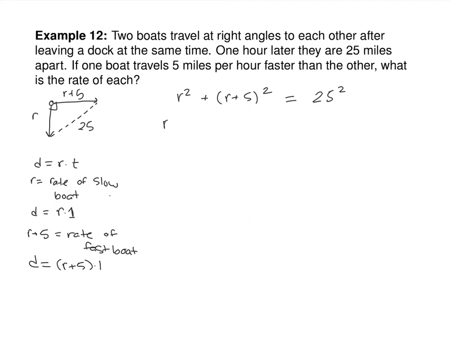Okay, so that's R squared plus, well, this is R plus 5 times R plus 5, right? Is it R squared plus 25? No, what is it? It's R squared plus 10R plus 25. Great. Equals 25 squared, I don't expect you to know, but it's 625.